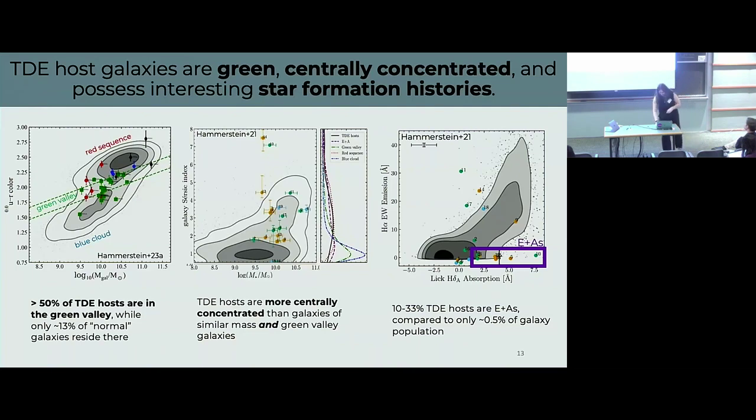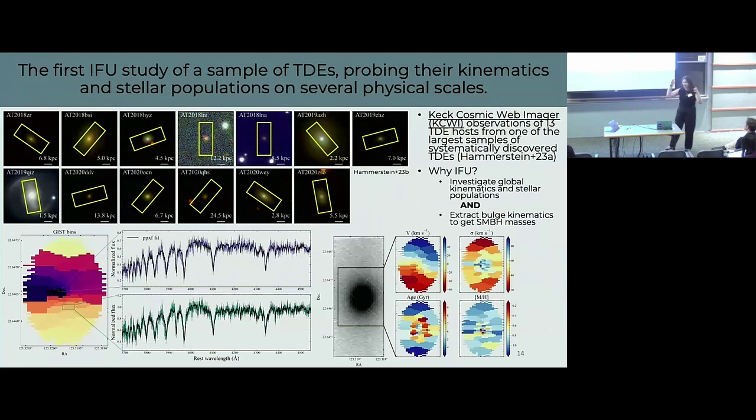Now, mergers, of course, are going to change the morphology of a galaxy. They're going to change the kinematics on multiple different spatial scales. And so we are interested in exploring that. And that's exactly what we've done. Now, IFU observations are a great way to explore things like this on multiple different spatial scales. So we got some KCWI observations of a subset of those 30 TDEs. These are those 13 objects that we observed. The KCWI field of view is the yellow box. And IFU data is really great because you can investigate global properties of a galaxy, so the kinematics and the stellar populations. You can also extract things like bulge kinematics to get supermassive black hole masses.